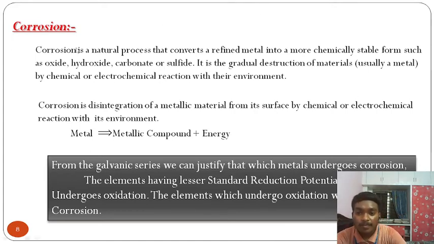Corrosion is a natural process that converts a refined metal into a more chemically stable form such as oxide, hydroxide, carbonate, or sulfide. It is a gradual destruction of materials by chemical or electrochemical reaction with the environment. Corrosion is a disintegration of metallic material from its surface by chemical or electrochemical reaction with its environment. When metal undergoes corrosion, definitely some energy is released.